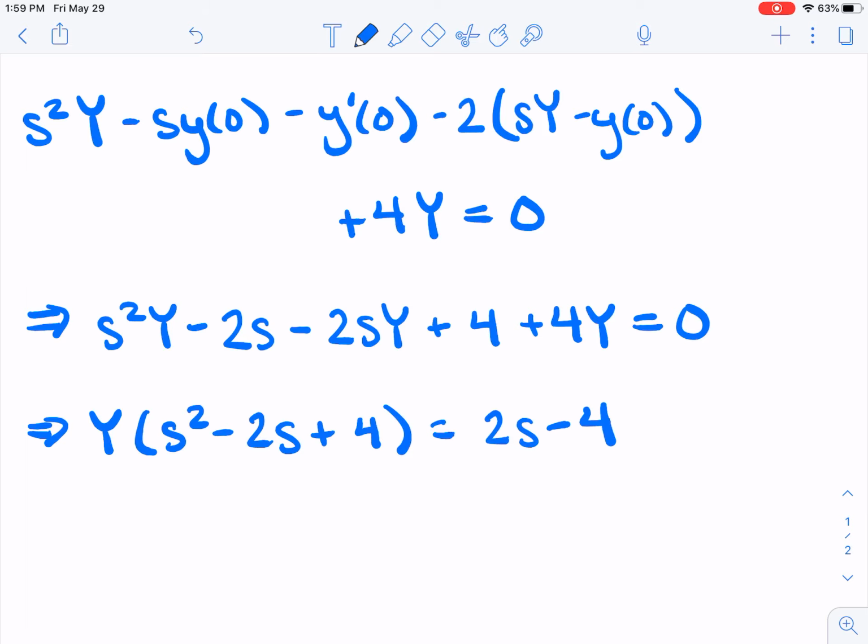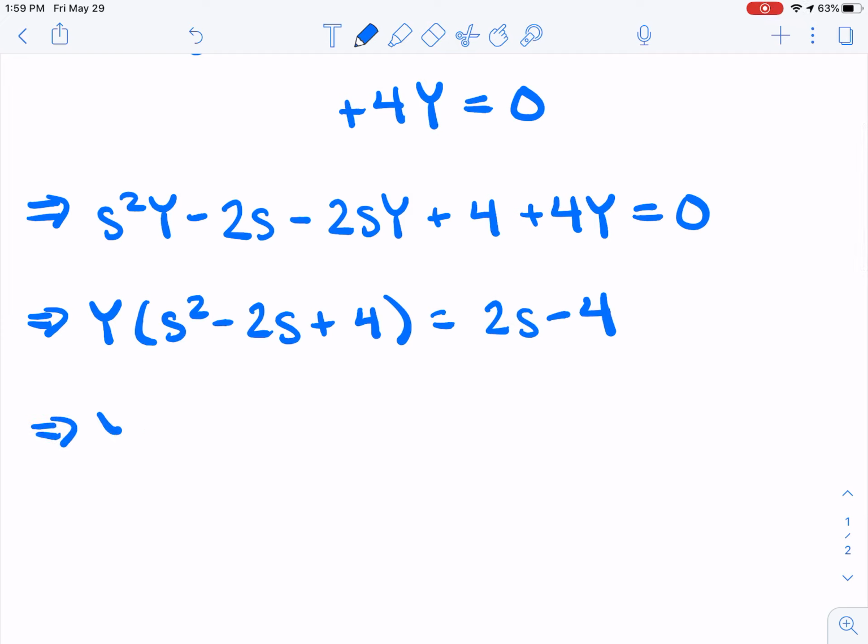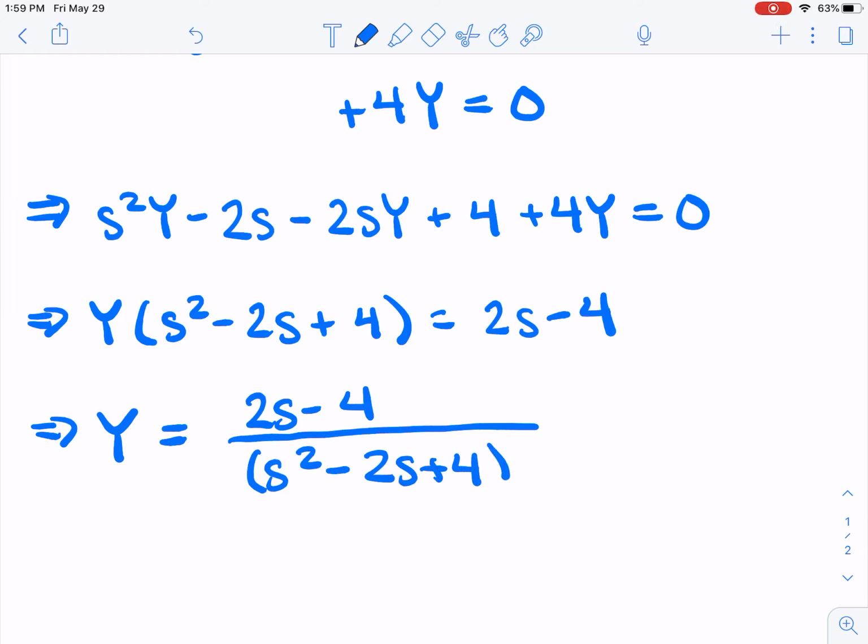So we've taken the Laplace transform of both sides and rearranged things. We can now say that capital Y, the Laplace transform of our solution, is 2s minus 4 over s squared minus 2s plus 4. Now this is where normally we would want to factor the denominator and then do a partial fraction decomposition. But this denominator doesn't factor, so we can't do partial fractions.